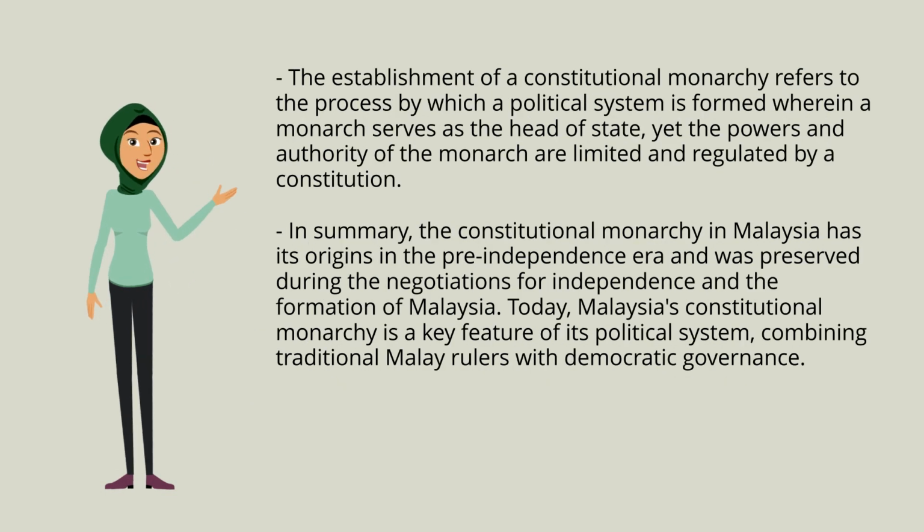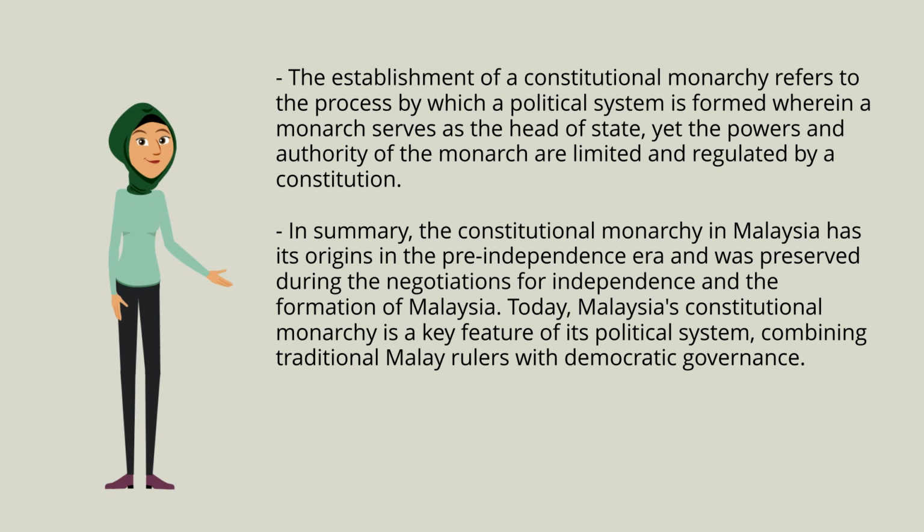The establishment of a constitutional monarchy refers to the process by which a political system is formed wherein a monarch serves as the head of state, yet the powers and authority of the monarch are limited and regulated by a constitution. In summary, the constitutional monarchy in Malaysia has its origin in the pre-independence era and was preserved during the negotiation for independence and the formation of Malaysia. Today, Malaysia's constitutional monarchy is a key feature of its political system, combining traditional Malay rulers with democratic governance.